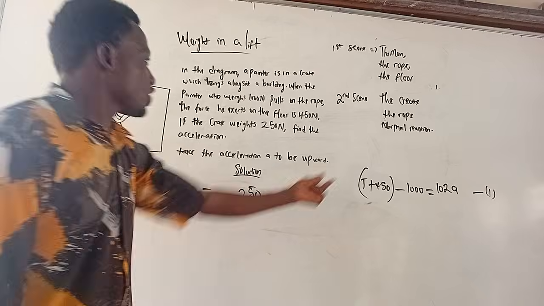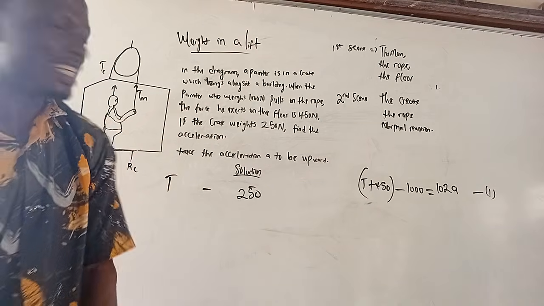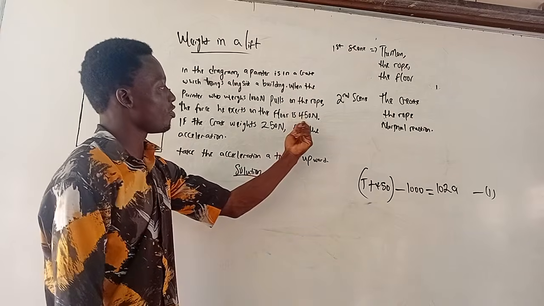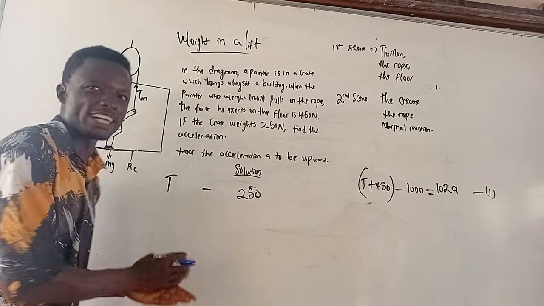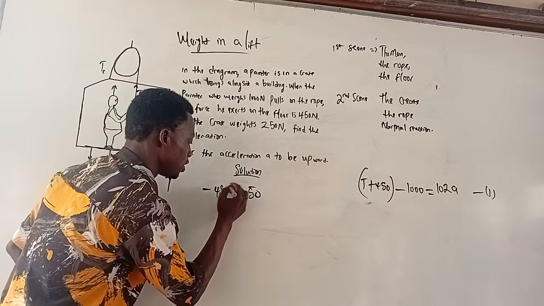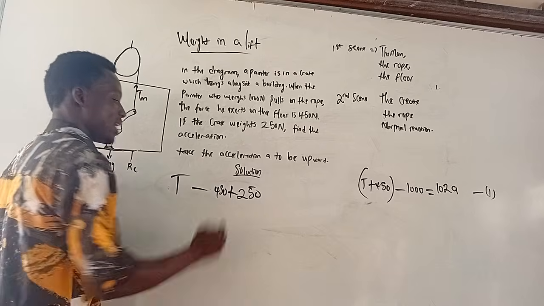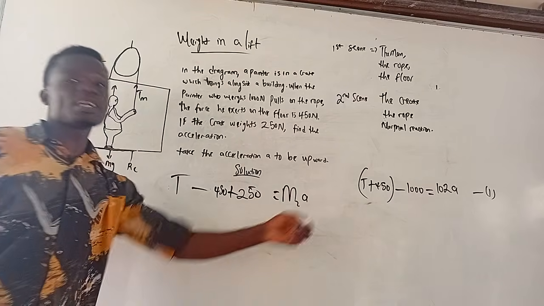But our normal reaction for this second scene is downward, because it's the man that is reacting on the crate in the downward direction. Since the man exerts a force of 450 Newton, this 450 Newton is downward in the case of the crate, but in the case of the man it is upward. So our downward force is 450 plus 250. So this one will be upward minus downward equals what? M2A. Net force is mass times acceleration.